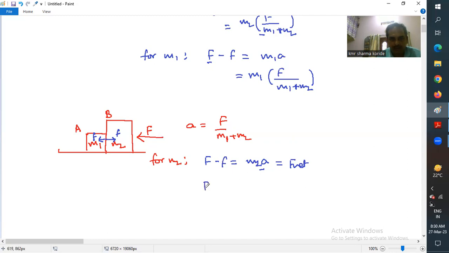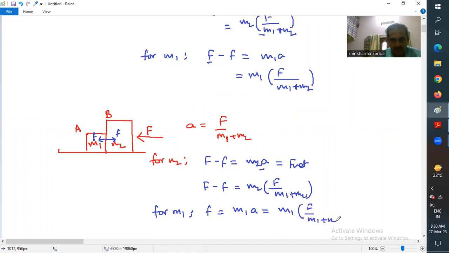Next, if the question demands finding F or the contact force small f, then a is equal to F by m1 plus m2. Next, for m1, m1 moves only because of the contact force, so f is equal to m1a. Therefore, m1a is once again F by m1 plus m2. So this is when two bodies are in contact.